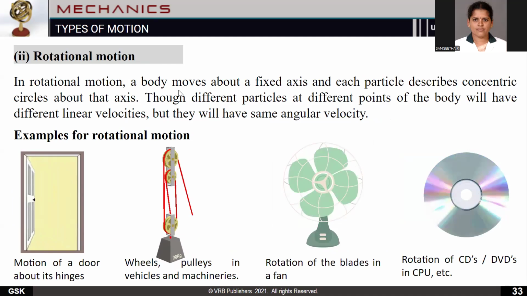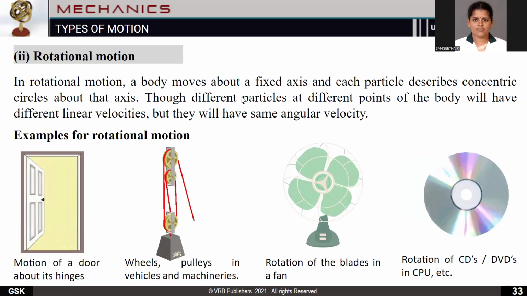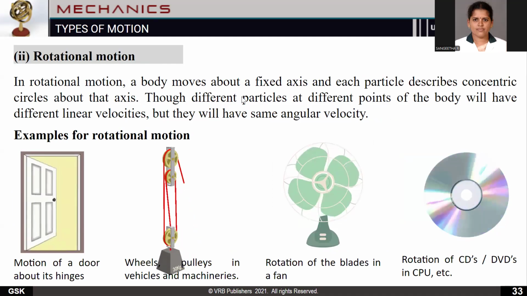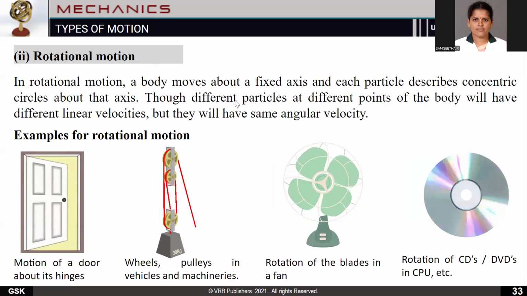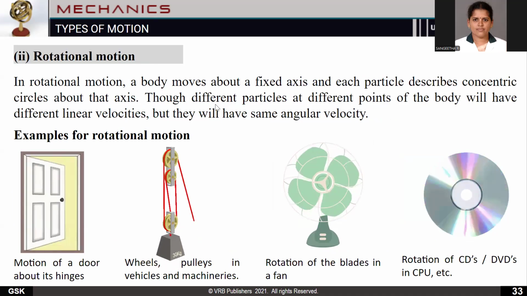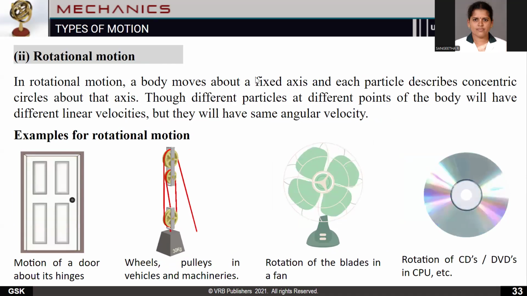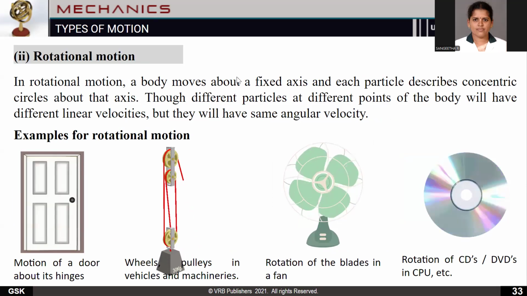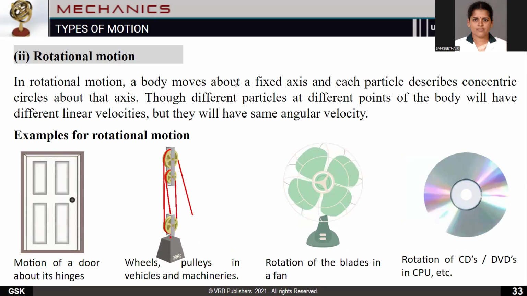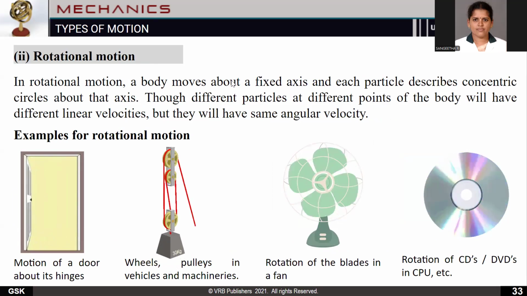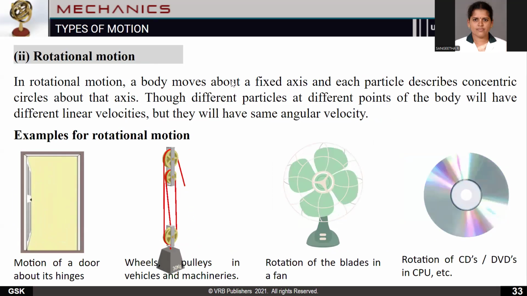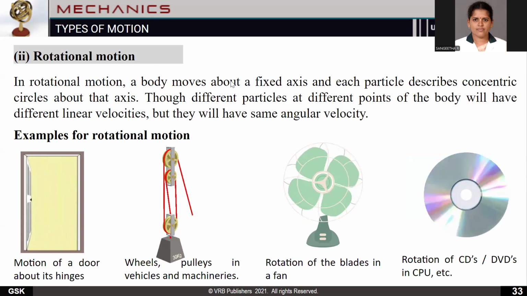Rotational motion is when a body moves about a fixed axis. That is, the axis will be a fixed one. So the body moves from one part to another part, moving in concentric circles about an axis. For example, if we take a door, one side of the door has hinges, and the other side we can open. So the door moves about the axis on one side, in a half circle.